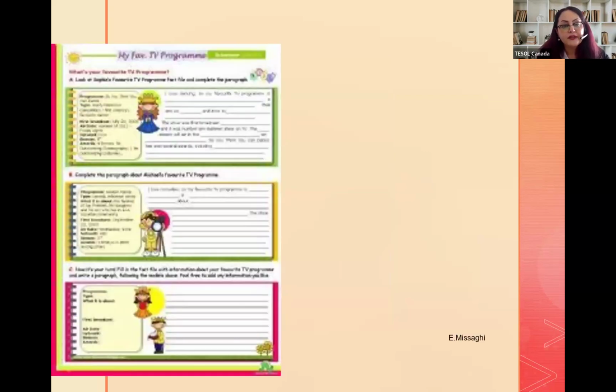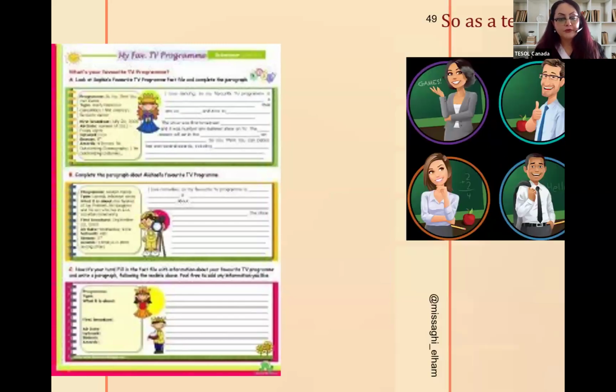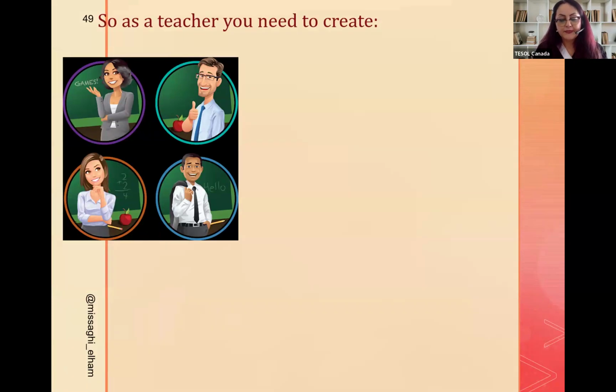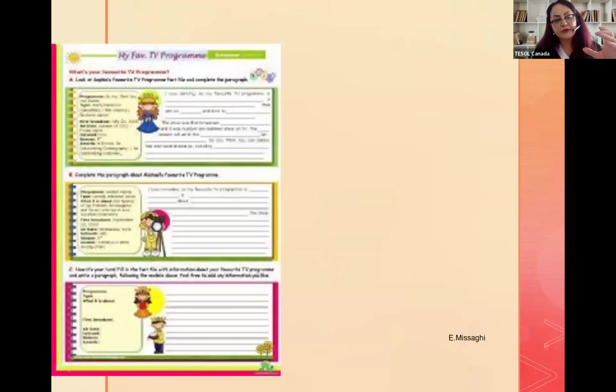For paragraph writing, we need to give them first a sample. So first they see the sample, then always from easy to difficult. They see a sample about Melina. How old is Melina? What does she do every day? What she likes, or what's her favorite color? What's her favorite food?